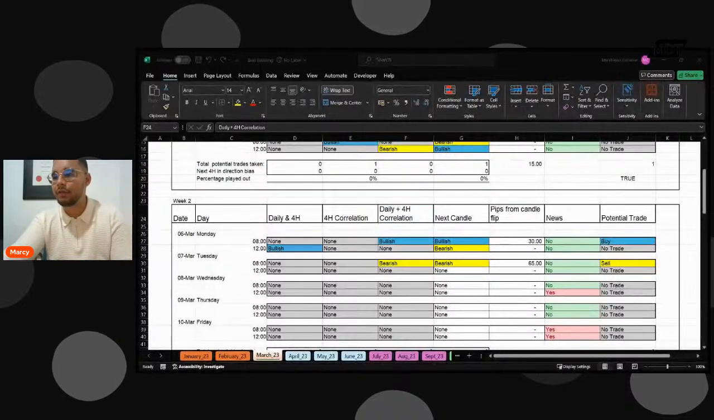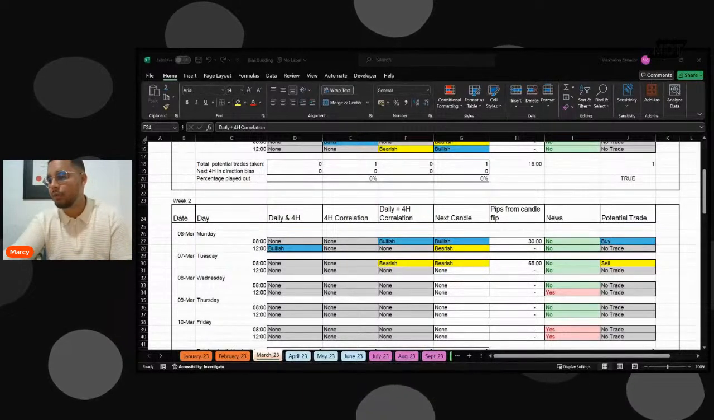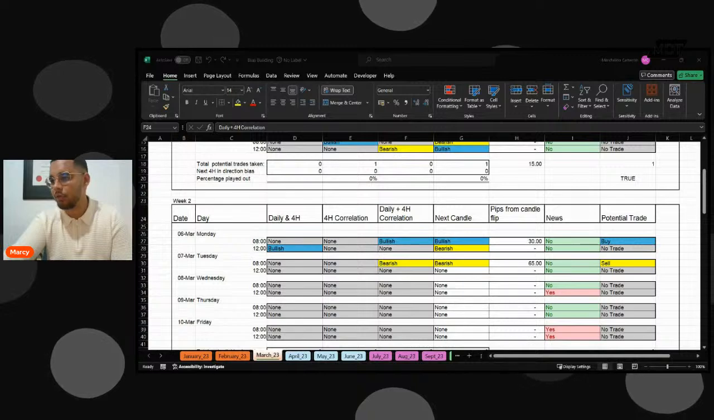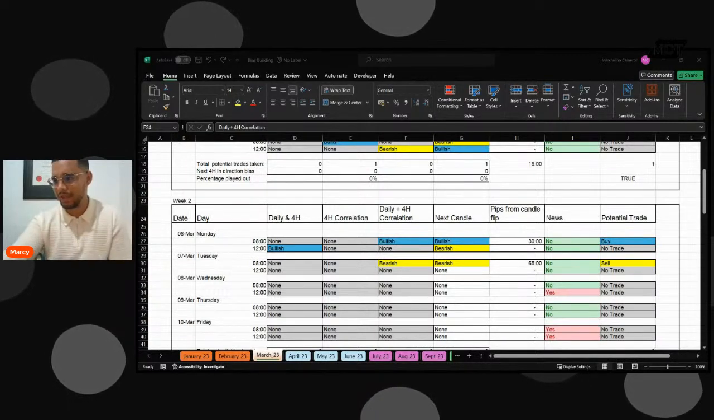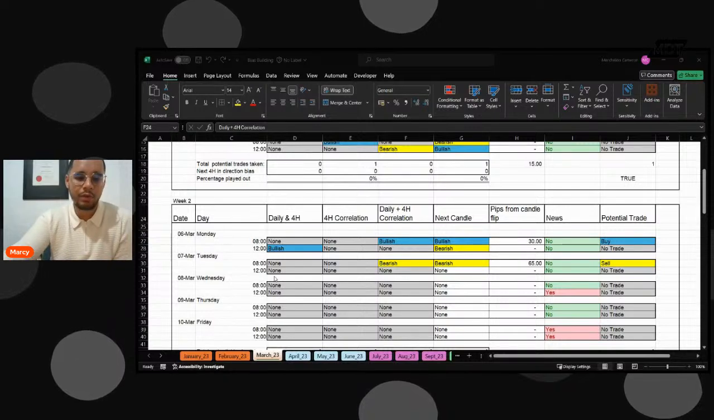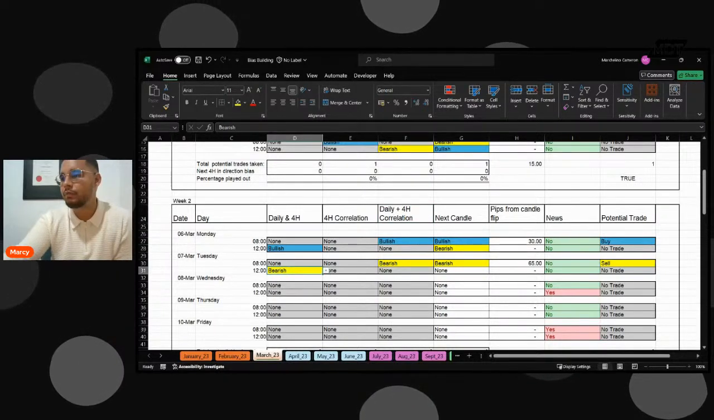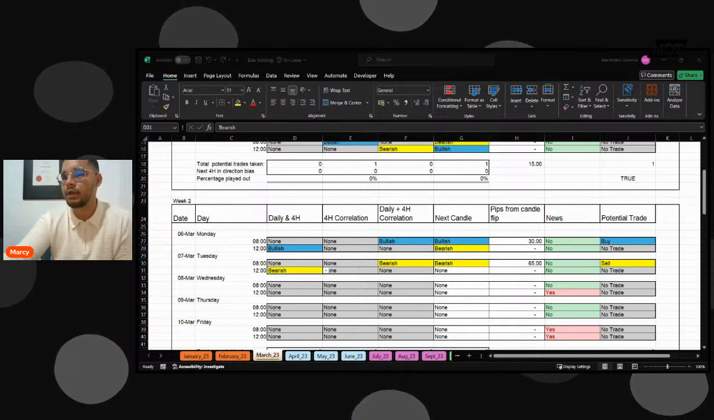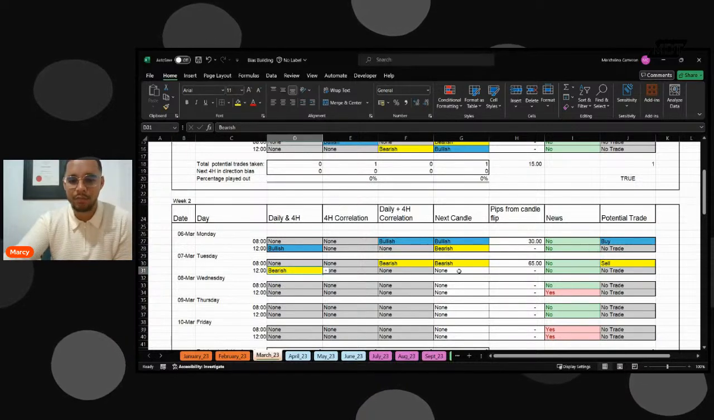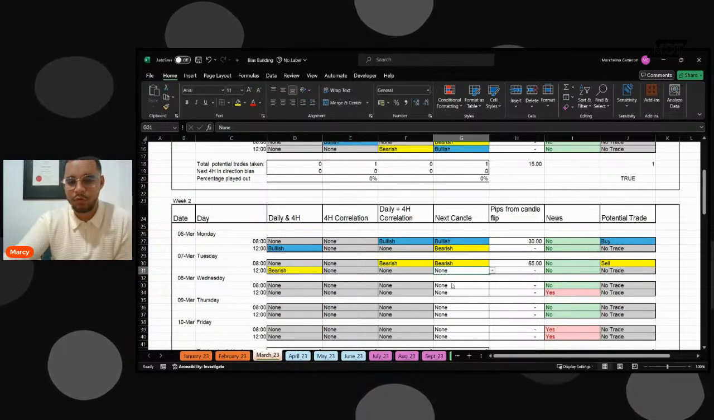So we know that. Let's go back to TJ. What was the next candle? So we're going to the 8 o'clock candle. We know the previous day was bearish. So we're looking for this candle to close bearish too. Next candle was bearish. Perfect. So now we know we have the daily and the 4H aligning already. We can put that as bearish. Next candle was bearish. So we can mark the next candle being bearish too, which is really good.